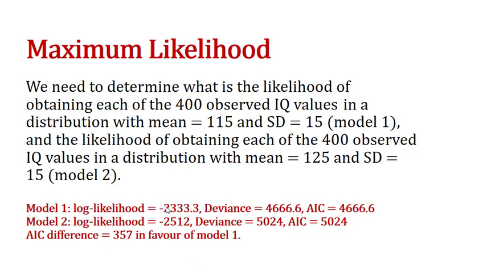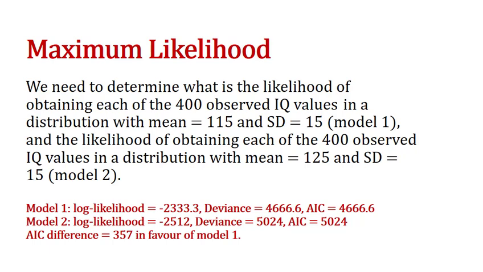The log likelihood for model 1 is minus 2333.3, and the log likelihood for model 2 is minus 2512. Deviance transforms the negative values into positive by multiplying by minus 2, so we got 4666.6 deviance in model 1 and 5024 in model 2.